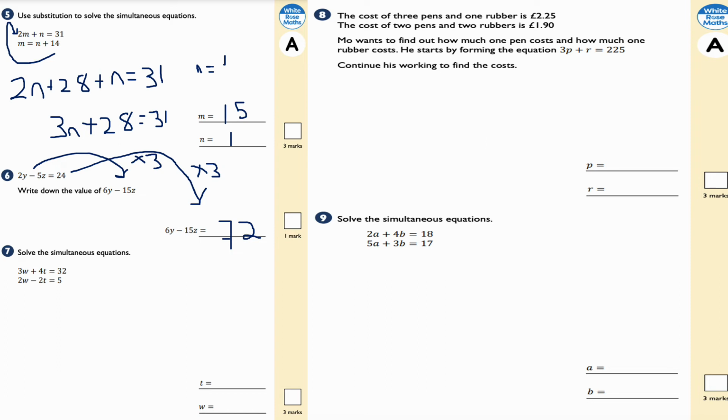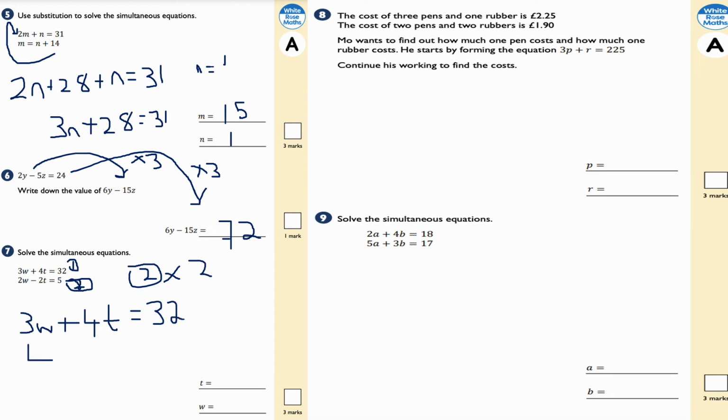This is question number 7, guys. Solve these simultaneous equations. 3w plus 4t is equal to 32 and 2w minus 2t is equal to 5. Well, if I label it as equation 1 and equation 2, and if I times equation 2 by 2, so we get that minus 4t there. So equation 2 multiplied by 2, so keep the signs consistent. The first one remains unchanged. The second one is just doubled. I'll explain why I've done that in a second.